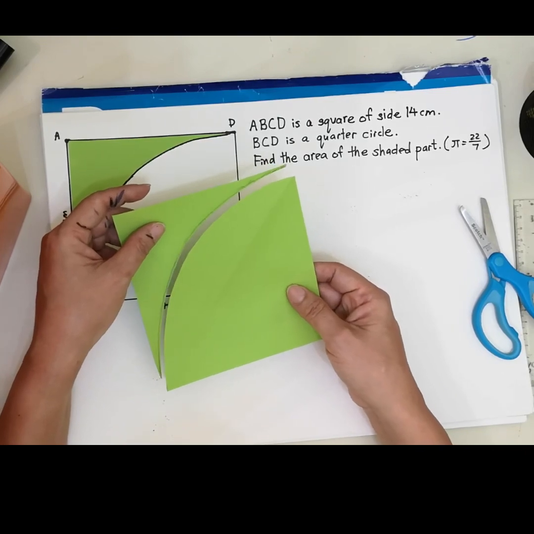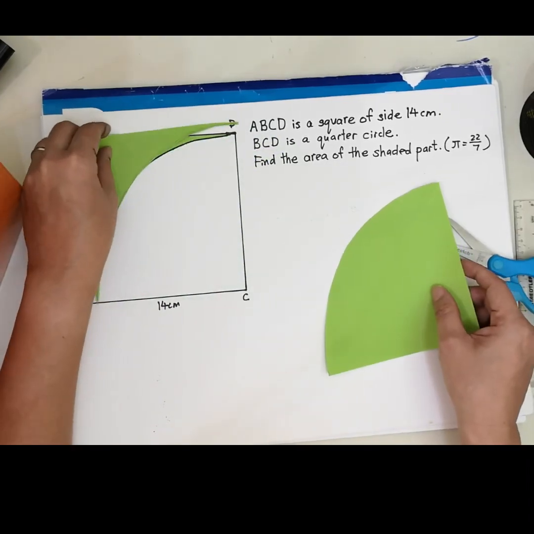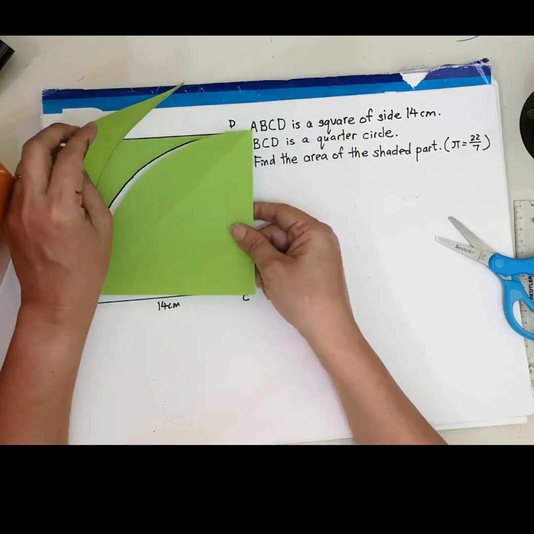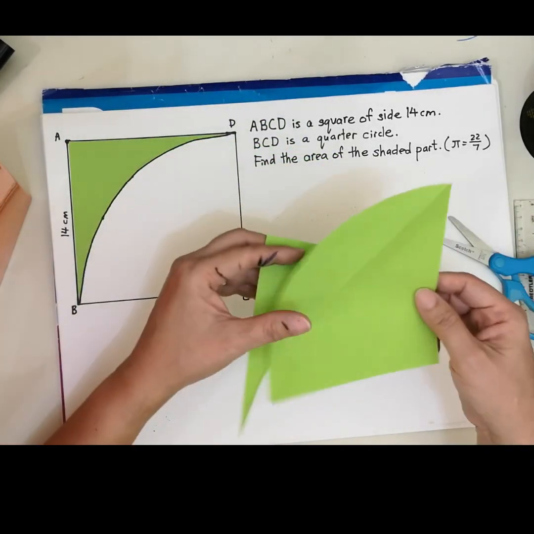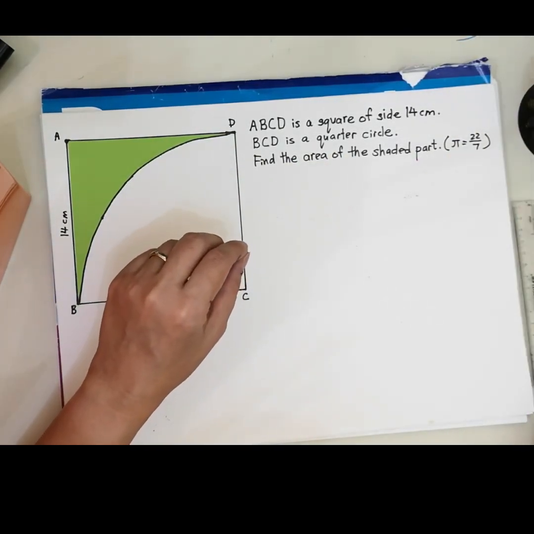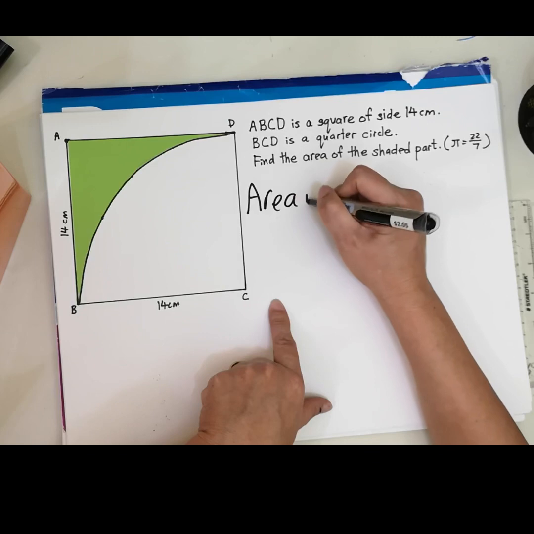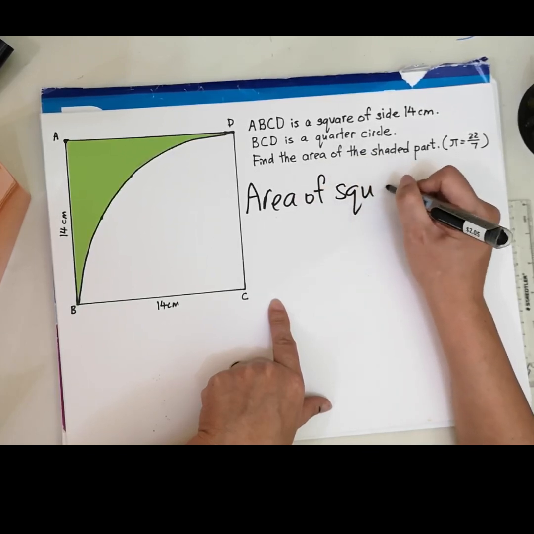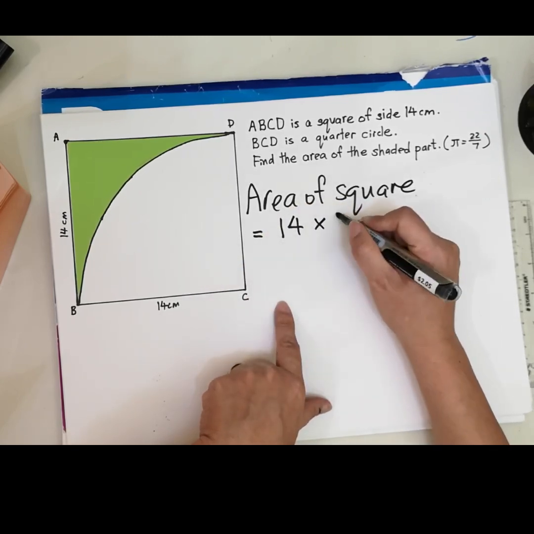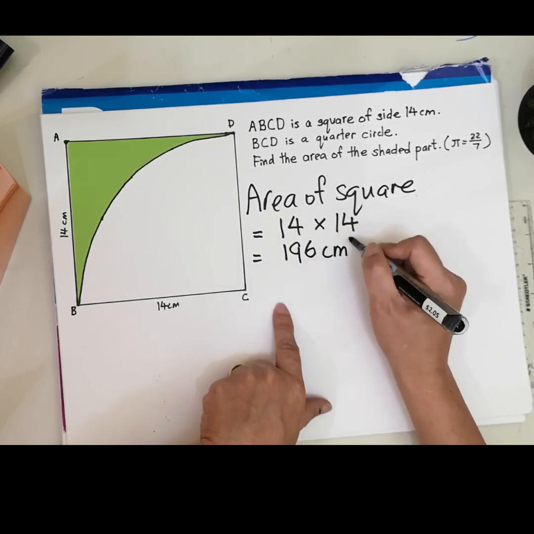So since we have cut off an area that is equivalent to the quarter circle, to find this part here, we take the area of the square take away the area of this quarter circle. So first step we are going to do is to find the area of the square. Area of square will be length multiplied by length, so it's 14 multiplied by 14. That will give us 196 square centimeters.